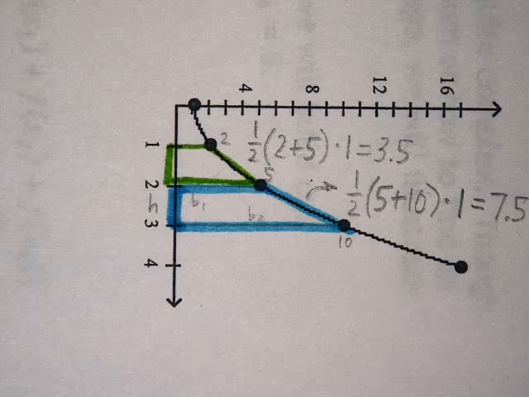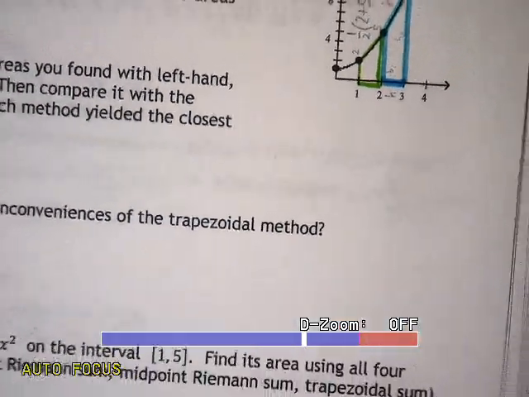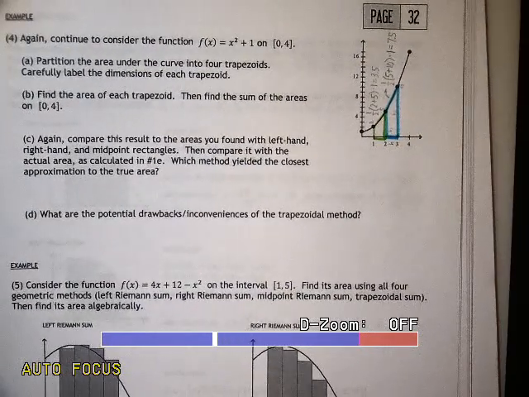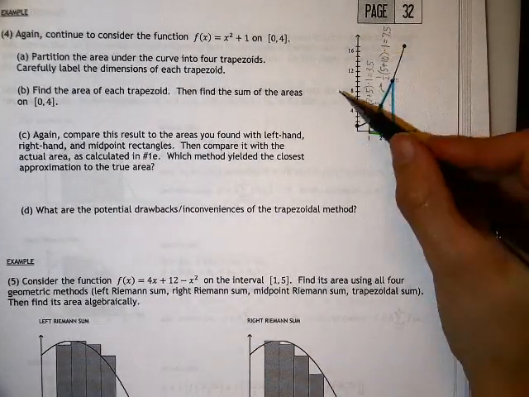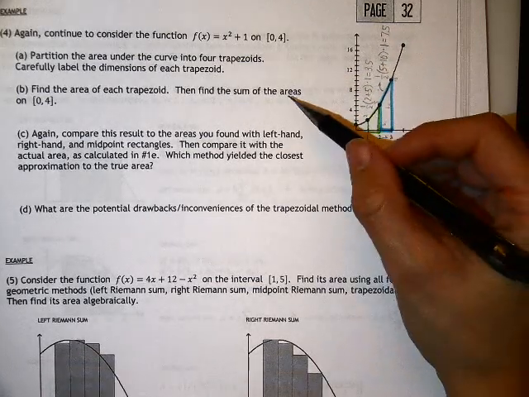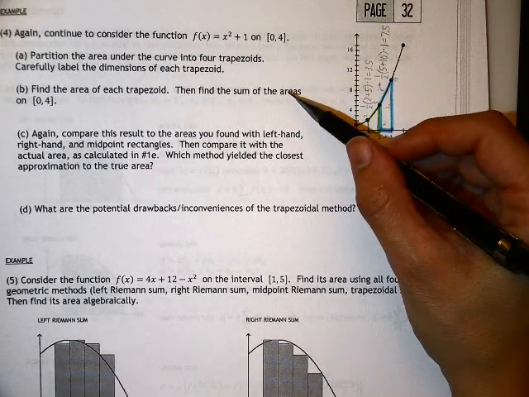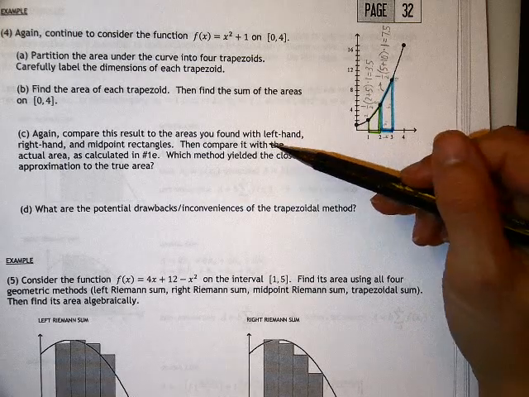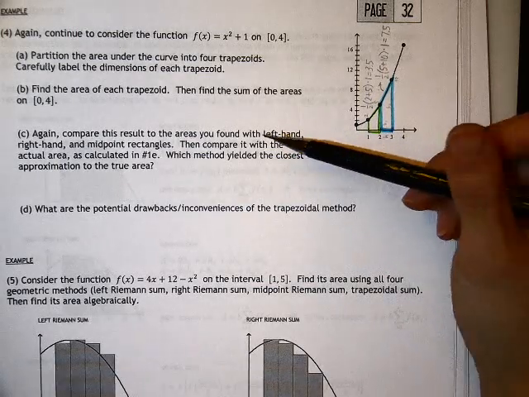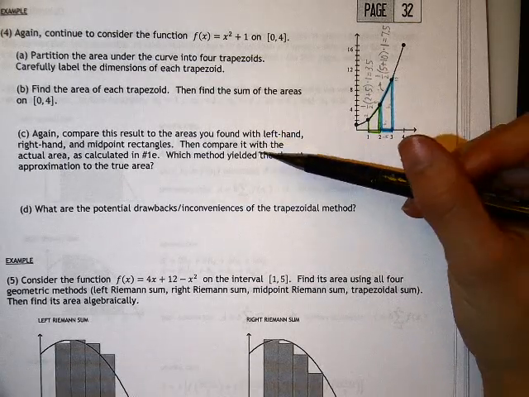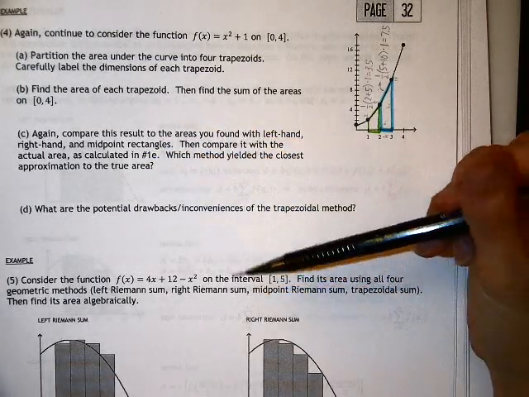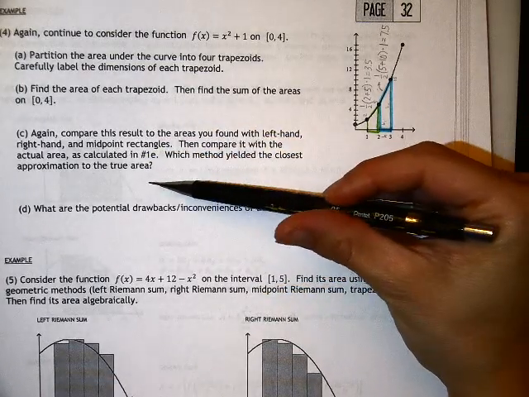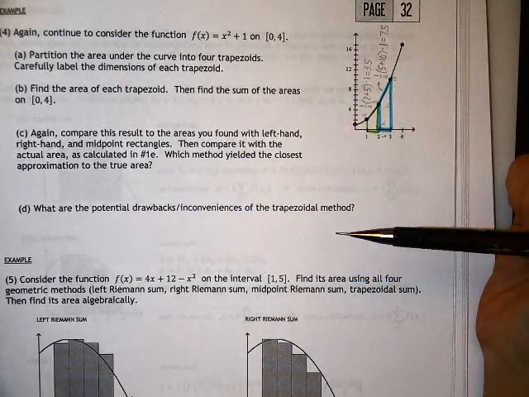So I'm going to stop this video temporarily to give you some time to work, but the goal right now is to try to finish these trapezoidal areas and find the sum of those areas. That'll take care of part B. And then in letter C, use your observational skills. What do you notice? How does this compare with the left Riemann sum, the right Riemann sum, the midpoint Riemann sum, and the true area that we found way back on page 29?